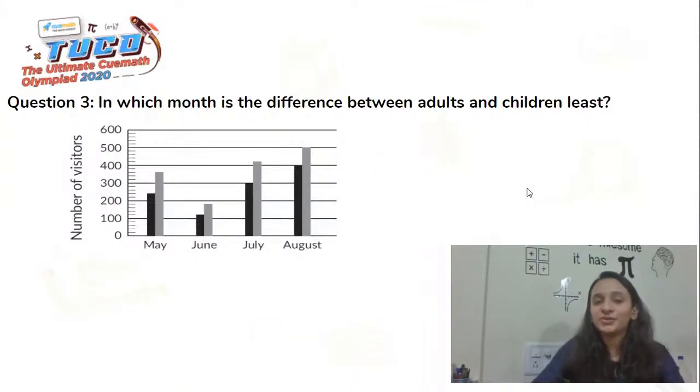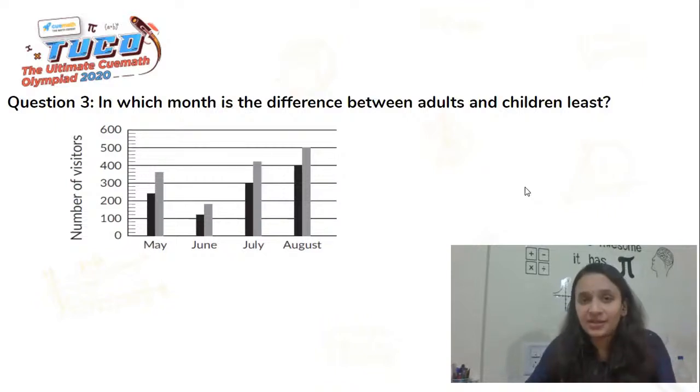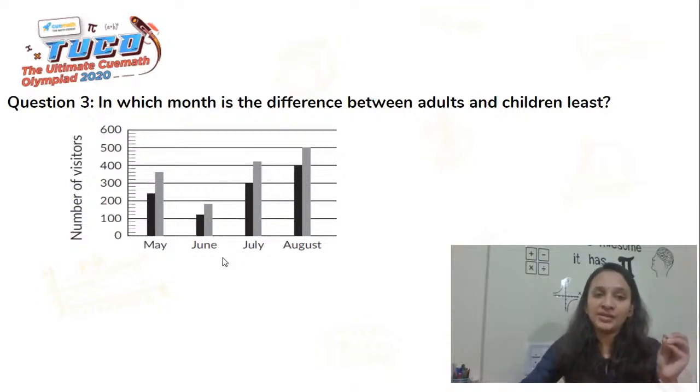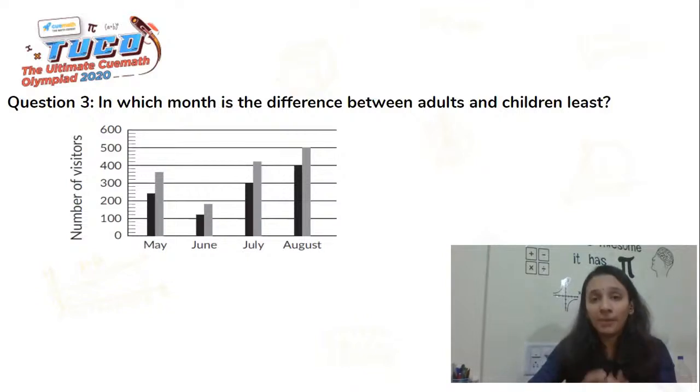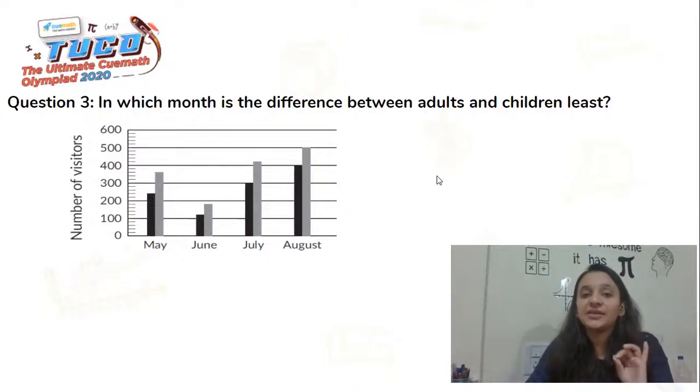Okay, so as I had told you, I had given you an example in the beginning that you can have contrasts between months. So here what we have is a contrast between the data of different months. Here it says, in which month is the difference between adults and children the least? So that means for every month that we see in this graph here, there are two bars, one which is lightly shaded and one which is darkly shaded. One of those would be representing the number of adults, whereas the other would be representing the number of children. So it is asking in which month we have the least difference.